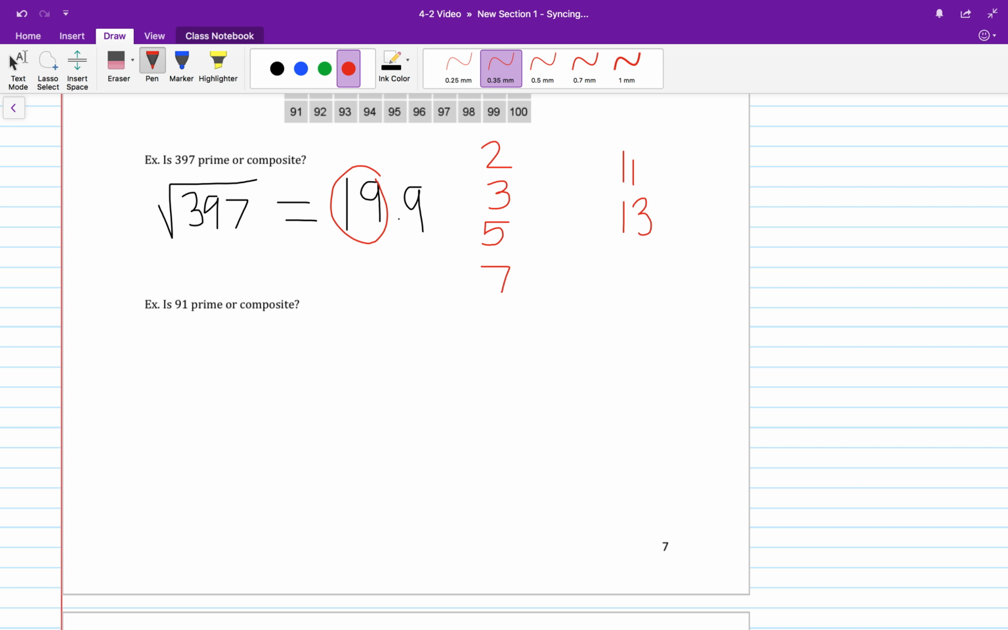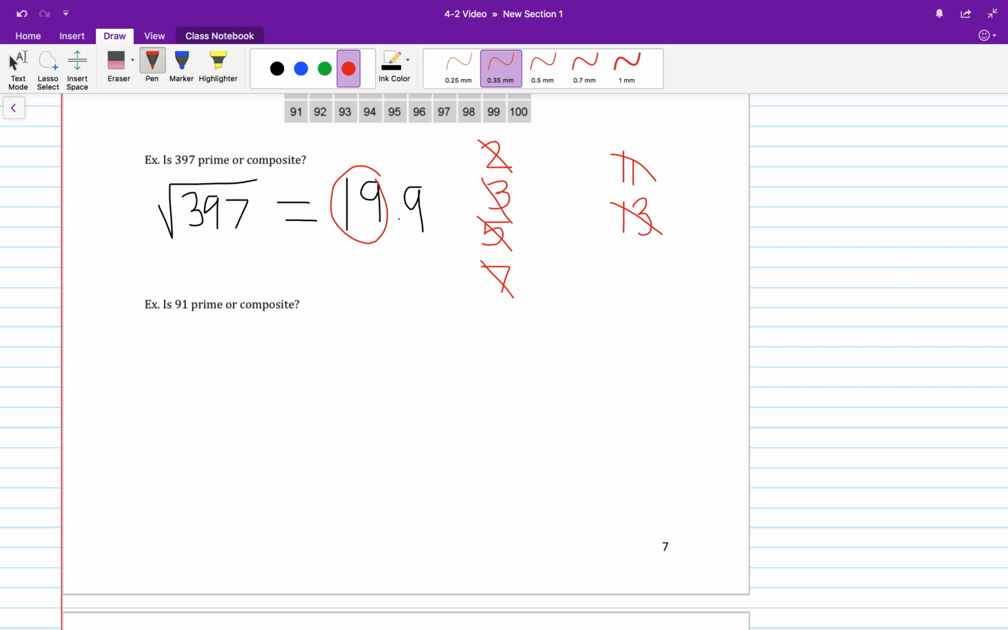I'm just going to see if 397 is a factor or is divisible by any of these numbers. Well, I know it's not divisible by 2 because it's an odd number. So that one doesn't work. I'm going to type 397 divided by 3 in my calculator. That one doesn't work. I know 5's not going to work because it ends in a 7. 7 I'm going to try. 397 divided by 7. Nope, it doesn't work. I'm going to keep going. 397 divided by 11. Nope. And neither does 13.